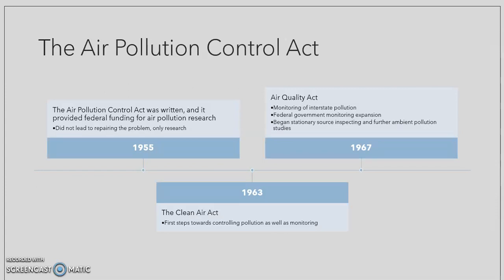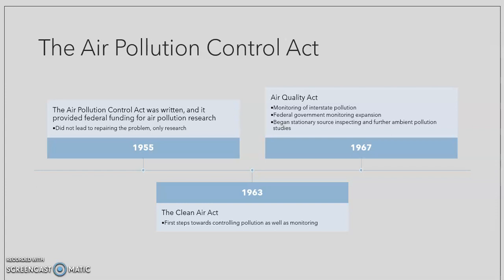So there were several iterations of the Clean Air Act before 1970. The first one, in 1955, was the Air Pollution Control Act, and when this was written, it wasn't actually mitigating any pollution at the time. It was just the federal government putting money into the research of air pollution in the U.S. So this led to 1963, the first writing of the Clean Air Act, and this was when more money was put towards research and monitoring pollution, as well as kind of just trying to slow pollution down a little bit.